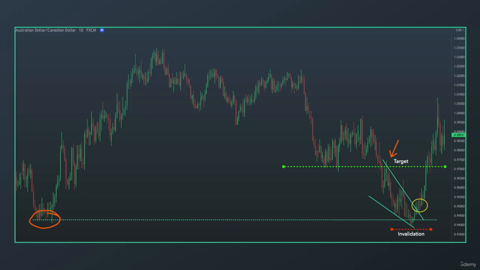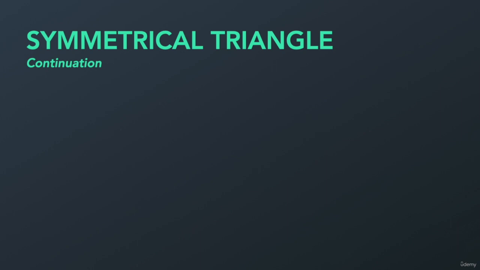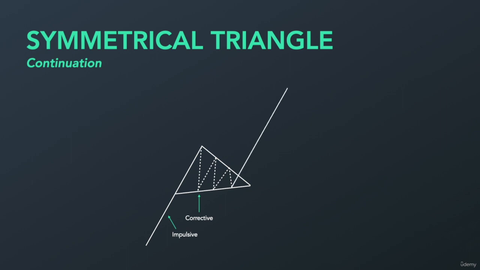Okay, symmetrical triangle continuation pattern. This pattern is pretty much the same as the falling wedge or rising wedge. The only difference is their slope, the slope of the triangle. So we have an upside move. This is our impulsive move, followed by a corrective move. Okay, so as you can see, it pretty much looks like a falling wedge, right? So we will wait for a breakout, in anticipation of an upside move.